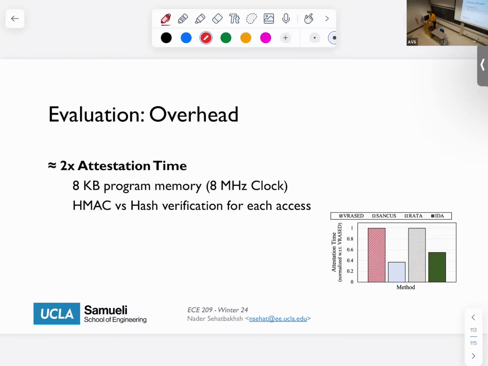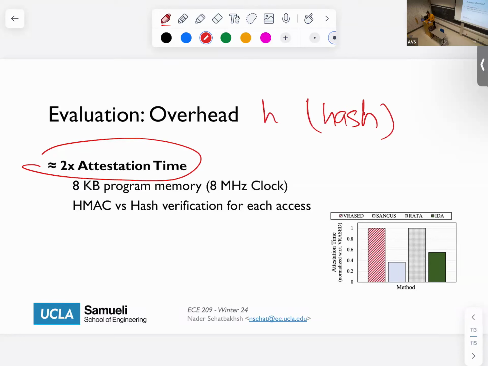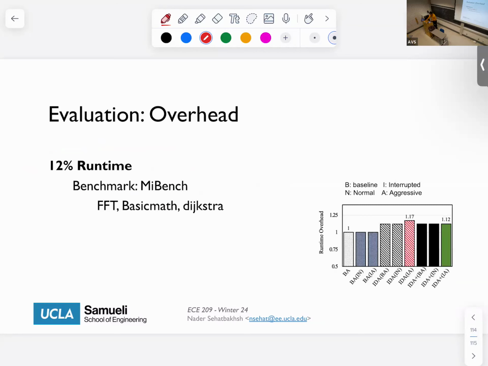The nice thing about this is that your attestation time would be much faster. First of all, you can allow interrupts to happen. And the second is you are using hashes versus HMAC, and hashes are significantly faster than HMACs, because essentially an HMAC is twice a hash. You do a hash of a hash, and that's usually what you get for an HMAC. So you get twice as fast as an HMAC. And then, yeah, this is the runtime. These are different types of interrupts and so on.